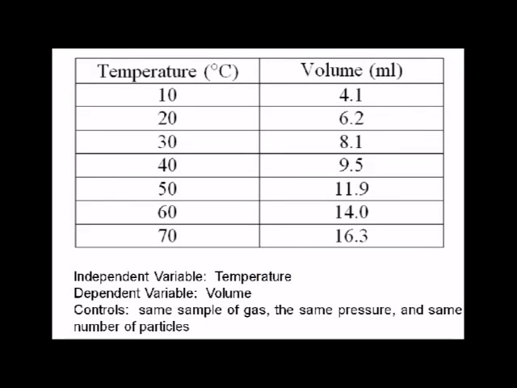You can see from this chart here that temperature is in degrees Celsius, that's in this column right here. Volume is in milliliters, that's in the column there on the right-hand side. The independent variable is the variable that Jenny chose to change. Therefore, the independent variable would be the temperature. The dependent variable is the variable that changes as a result of what she changed. Therefore, the dependent variable would be the volume. Controls, remember, are the things that stay the same, that are not changing. So she kept the same sample of gas, the same pressure, and the same number of particles throughout the experiment.